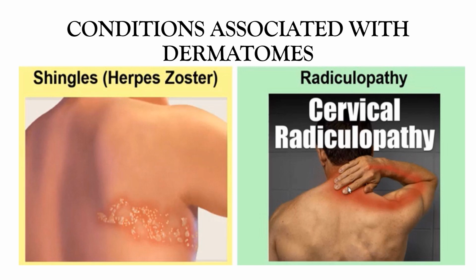Now we'll look at some conditions associated with dermatomes. Shingles. Shingles is a viral infection of the nerve roots caused by the varicella zoster virus. Okay, and this causes rash and pain along the corresponding dermatome and follows the distribution of nerves on the skin. Now, it's important to know that anyone who has had chickenpox can later develop shingles because the virus stays dormant in the nervous system.